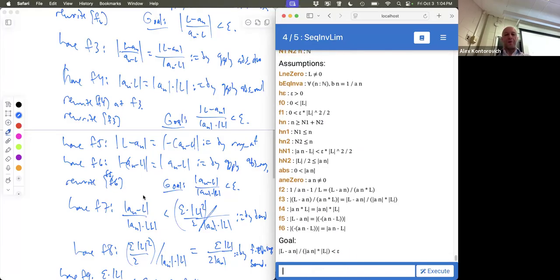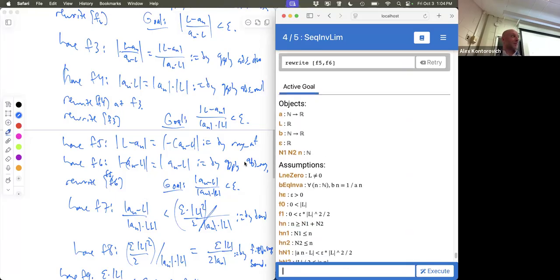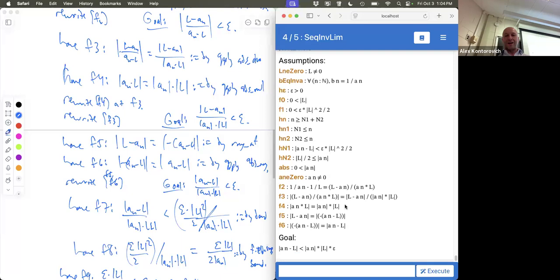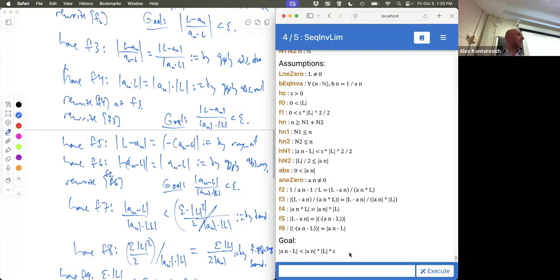And now we said we would rewrite both of those. Rewrite F5 followed by F6 into the goal. Okay, if I field simp at the goal, and again, I don't like naked field simps because I don't know what it's actually going to do. It did the cross multiplication.